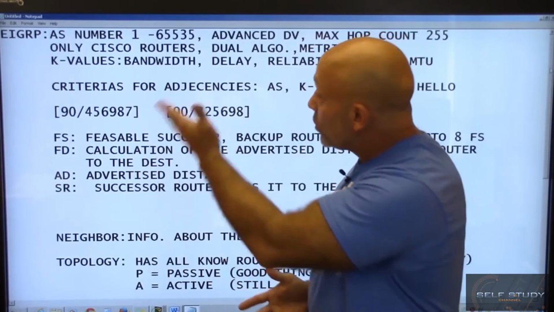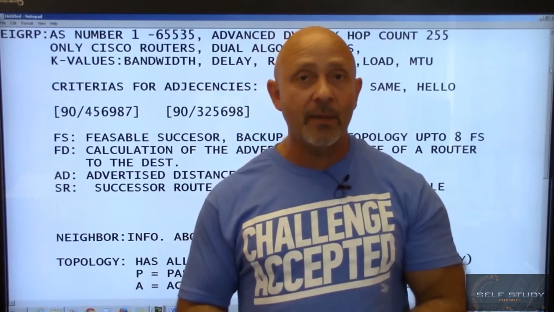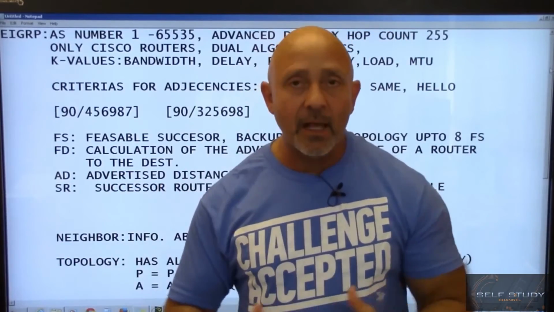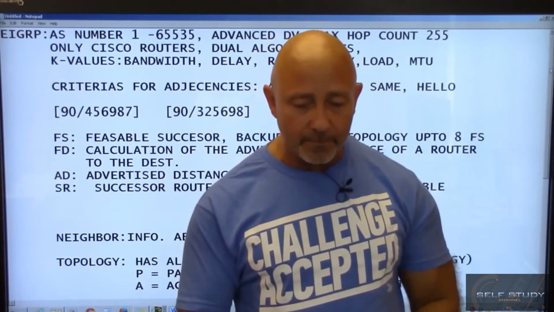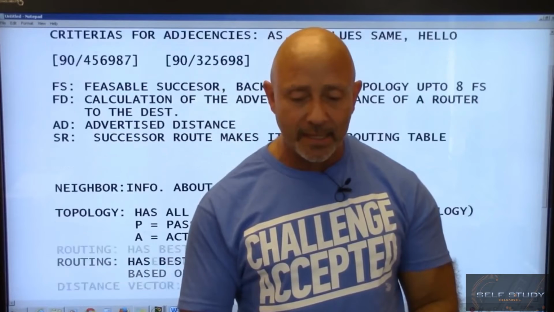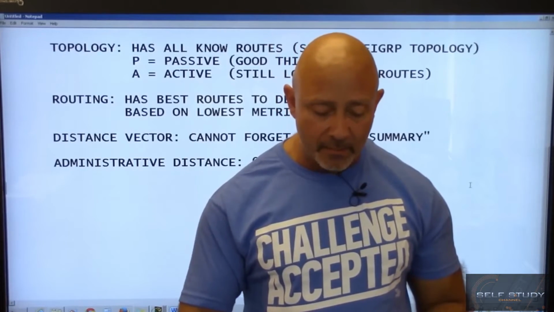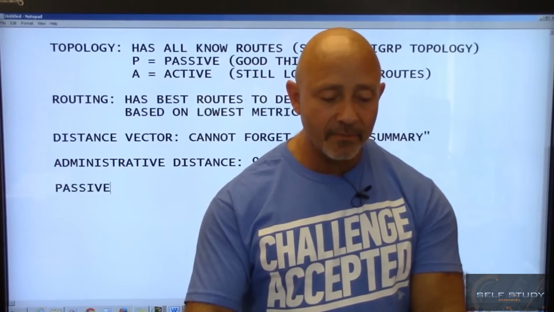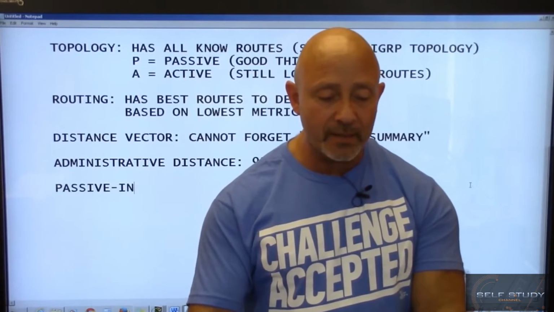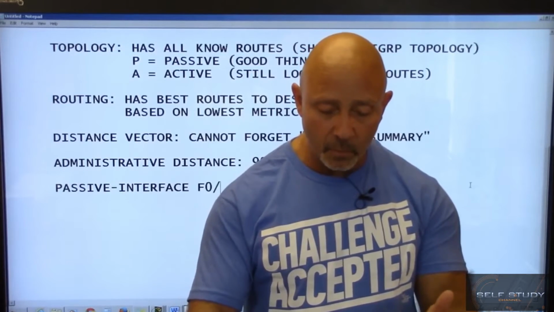The range of the autonomous systems. All right, the no auto summary that you're going to type, that you're going to advertise the classful boundary. And one last thing, just in case, and if you can't see it, as I'm typing it, I'll move out of the way. The passive-interface and then the interface. I'm just going to put whatever.